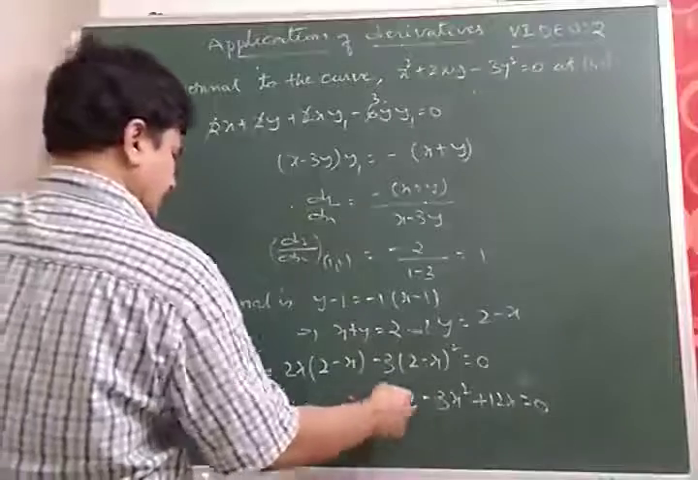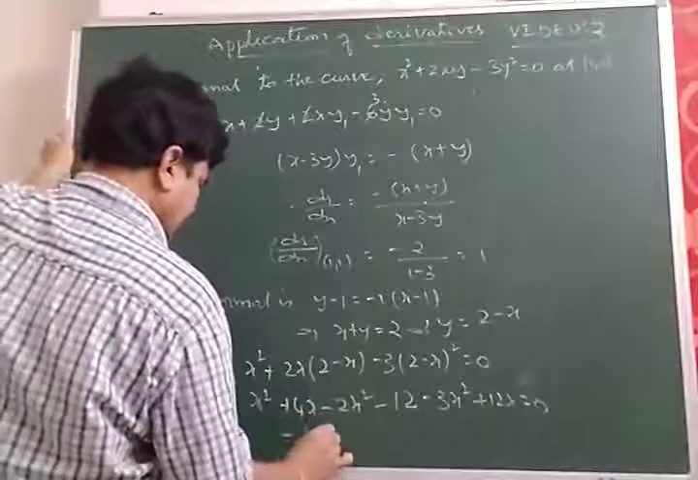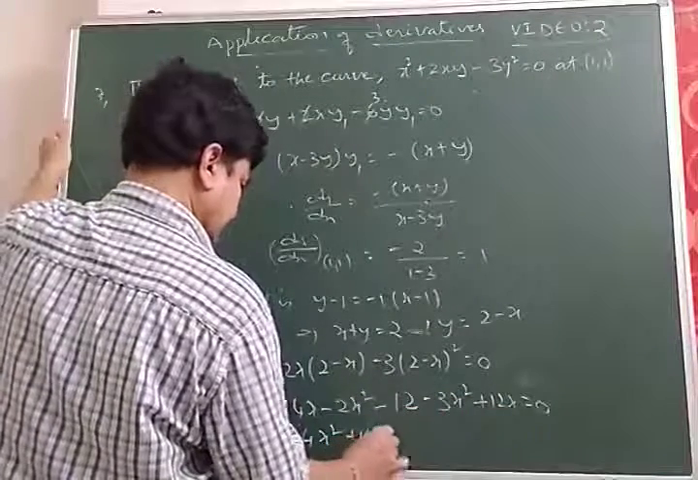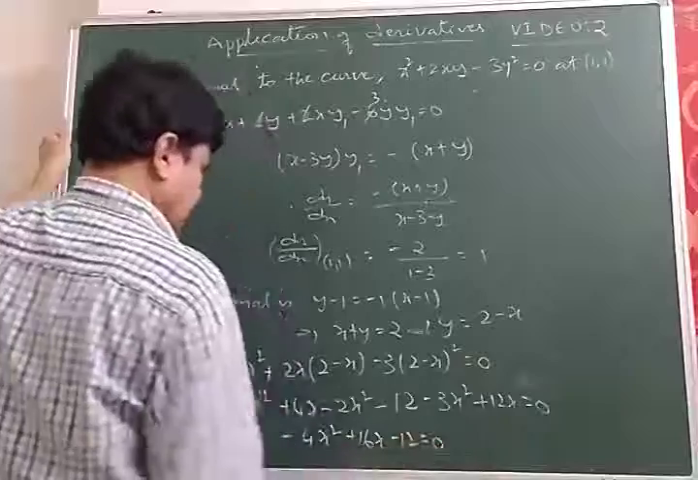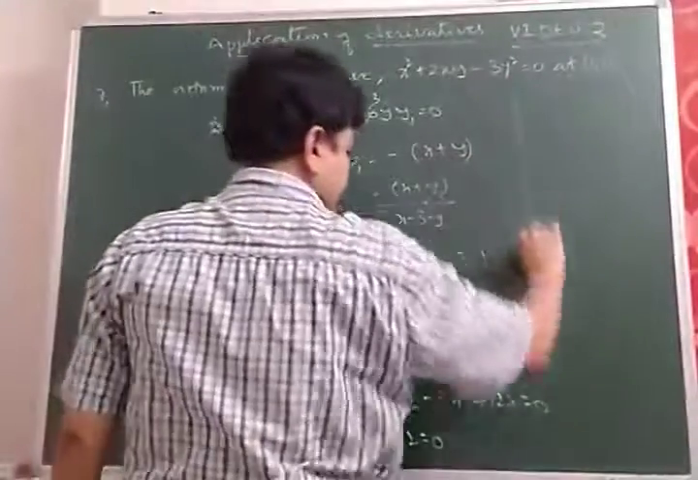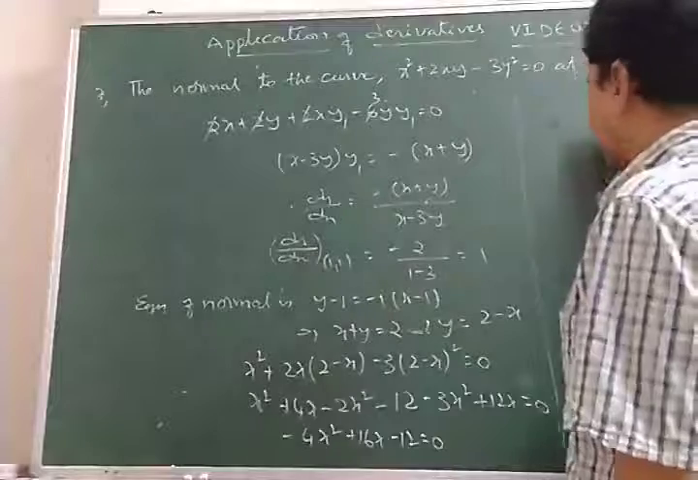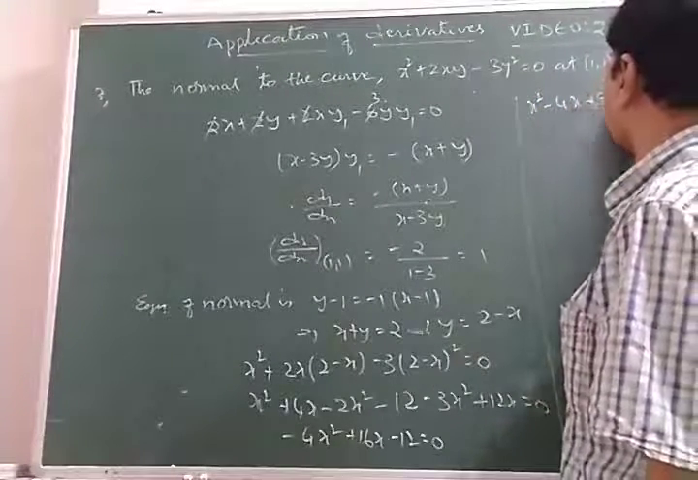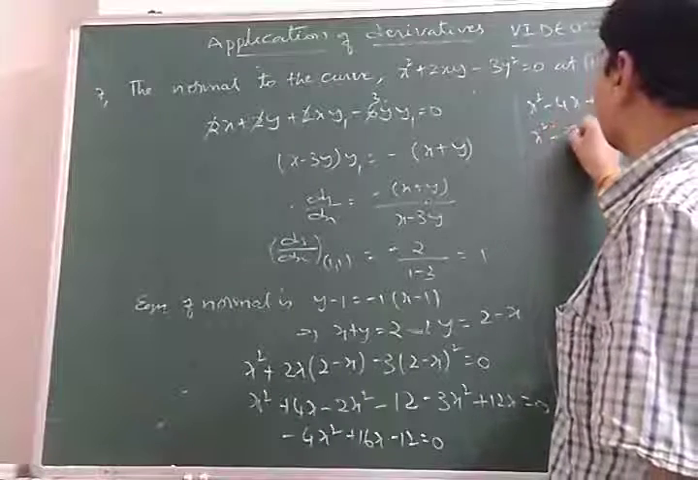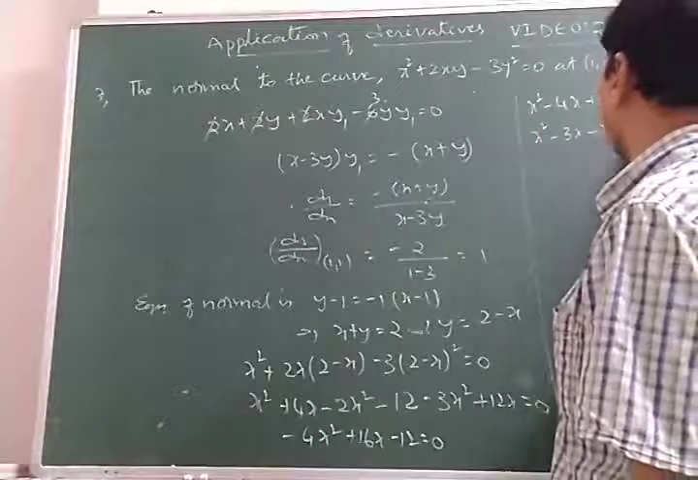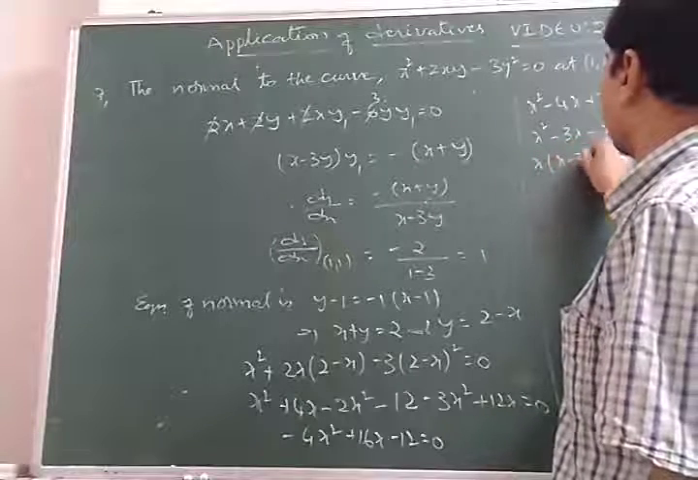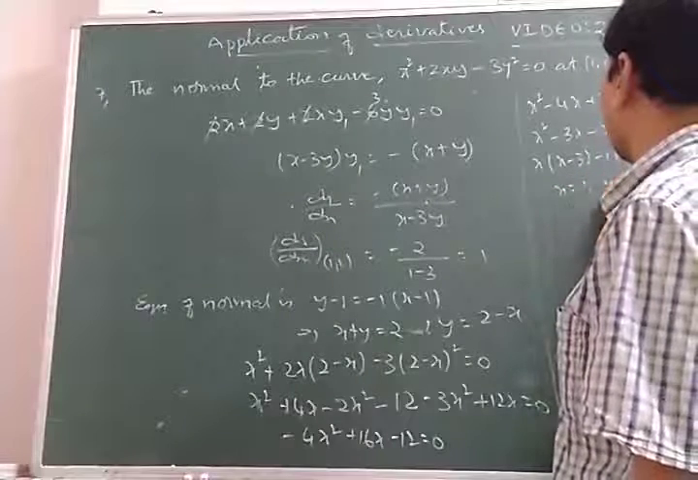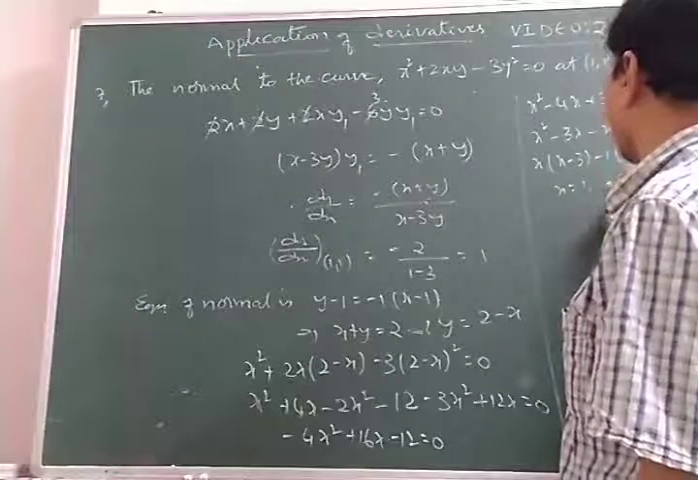Now x square minus 2x square minus 3x square is minus 4x square, plus 16x minus 12 is equal to 0. Now we take minus 4 common: x square minus 4x plus 3 is equal to 0. Now x square minus 3x minus x plus 3 is equal to 0. (x minus 3) into (x minus 1) is equal to 0. x is equal to 1 and x is equal to 3 are the 2 points.